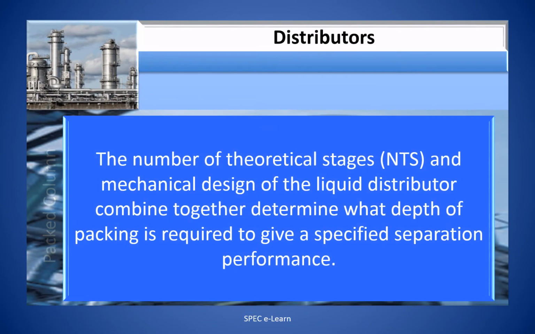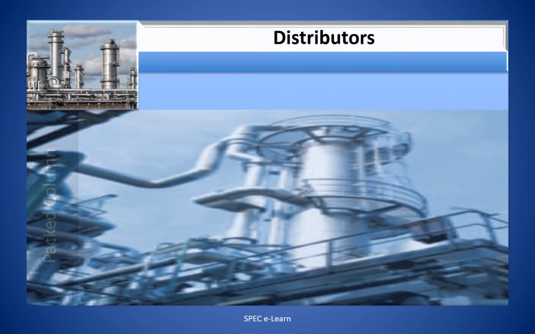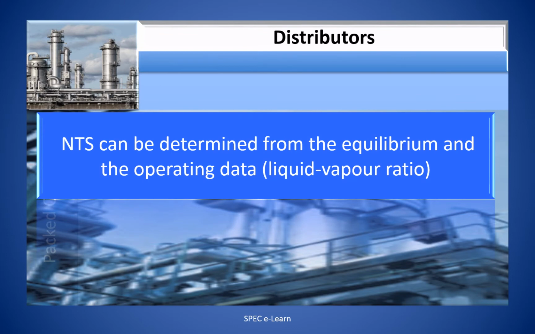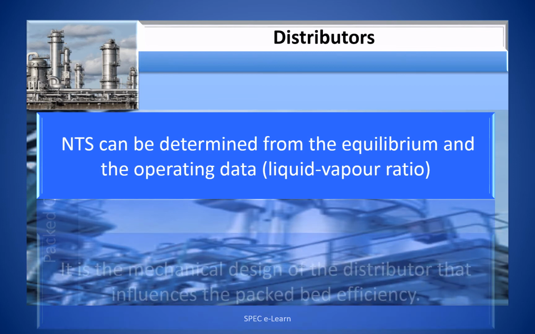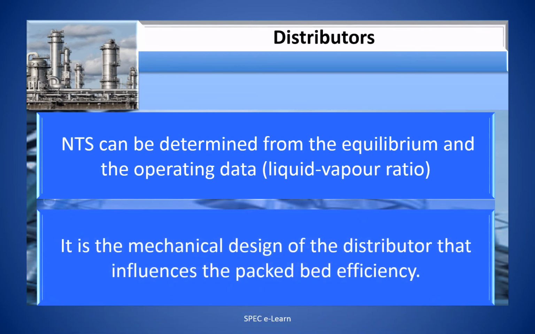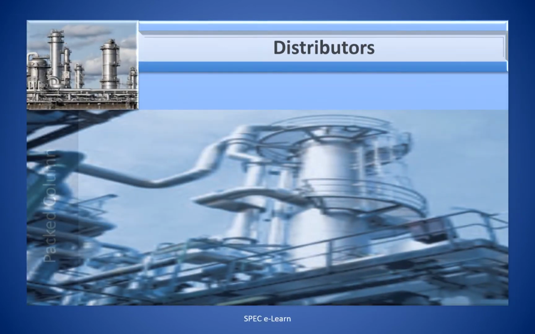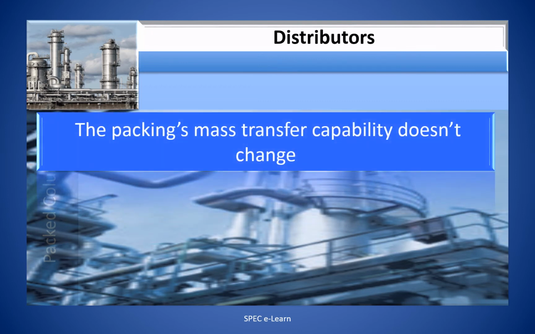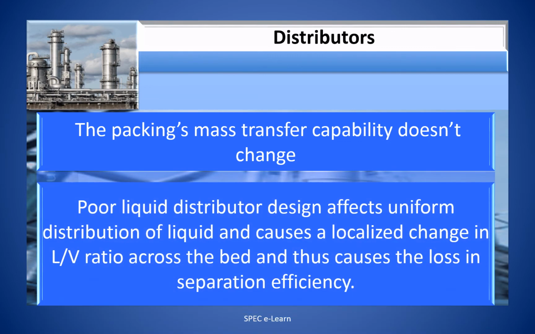The number of theoretical stages (NTS) and mechanical design of the liquid distributor combined together determine what depth of packing is required to give a specified separation performance. NTS can be determined from the equilibrium and operating data, liquid vapor ratio. It is the mechanical design of the distributor that influences the packed bed efficiency. The packing's mass transfer capability does not change. Poor liquid distributor design affects uniform distribution of liquid and causes a localized change in the L by V ratio across a bed and thus causes loss in separation efficiency.